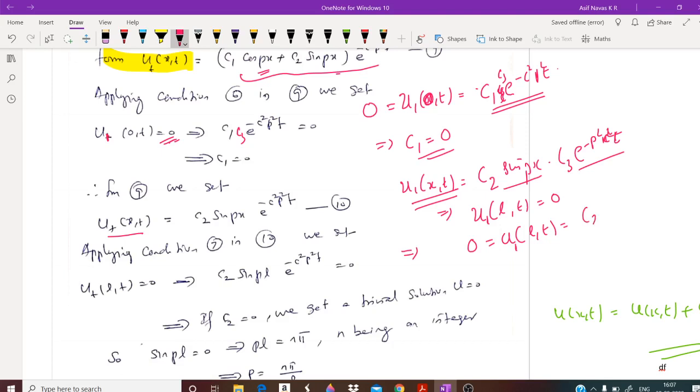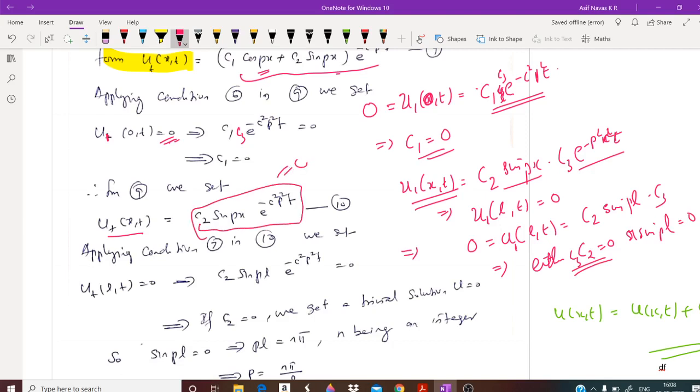So you will get C2 sin PL into C3. Which implies either C2 is equal to 0, or C3 is equal to 0, or sin PL is equal to 0. But C2 cannot be equal to 0. If C2 is equal to 0, then this will completely become 0, which is a contradiction. So C2 cannot be equal to 0.